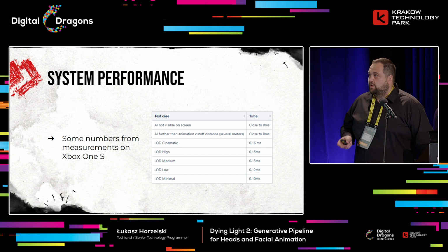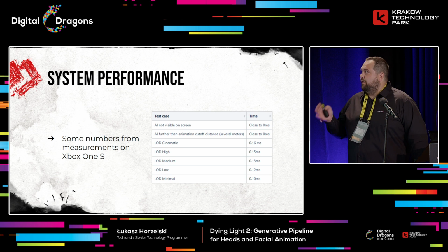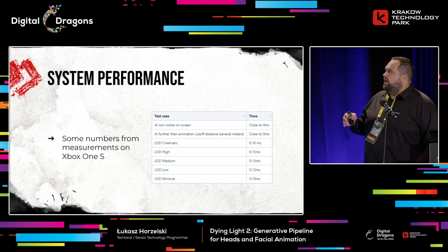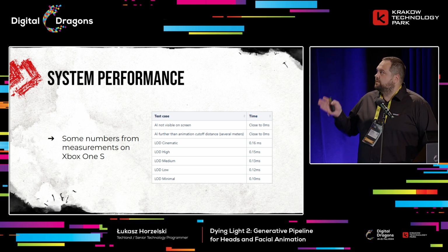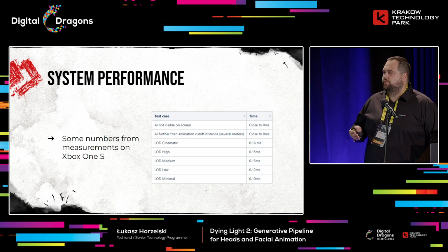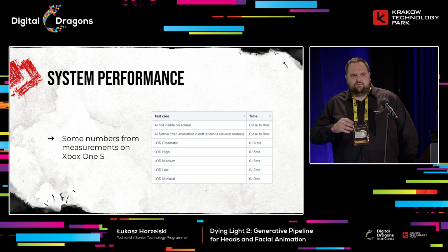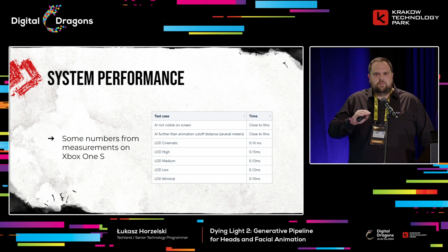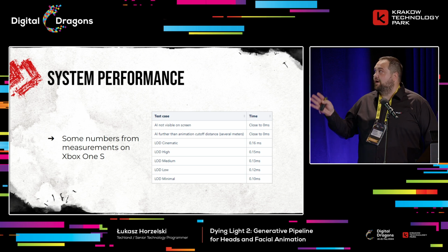Something about the performance. This system, of course, costs. But based on our calculations at Techland, we were able to measure it. The cinematic quality cost us 0.16 milliseconds for the system, and the minimal LOD cost us around 0.1. The LOD flow was really smooth. We didn't have any high spikes on the curves, so we were able to assume that this system in the final game will cost us something around this.